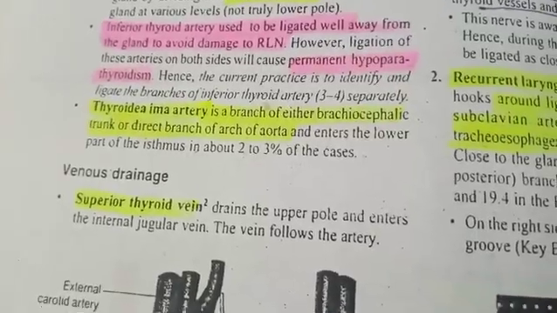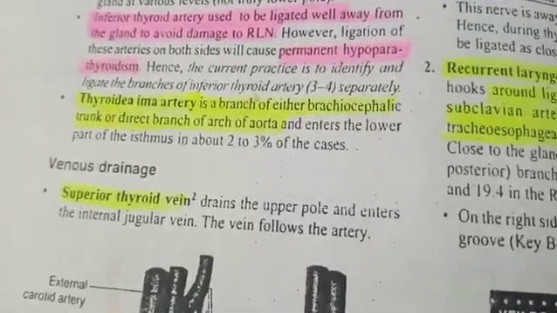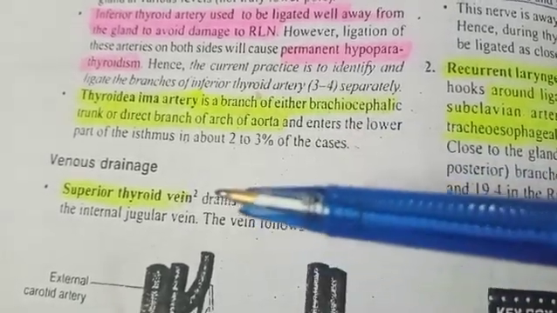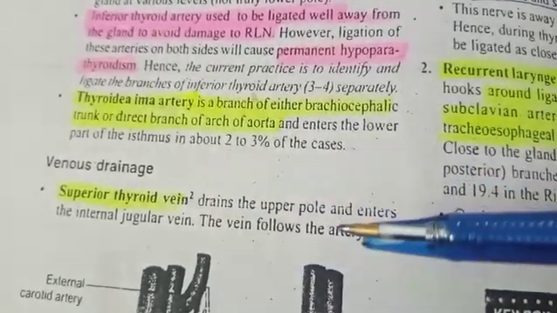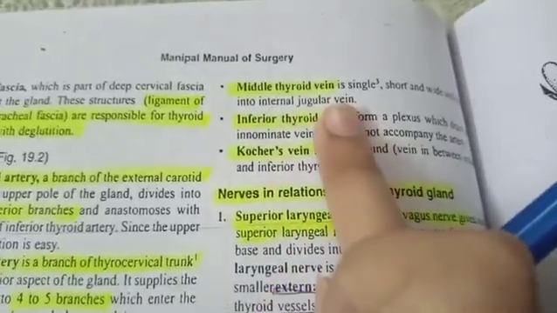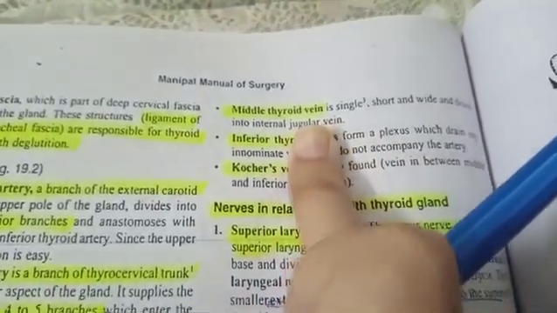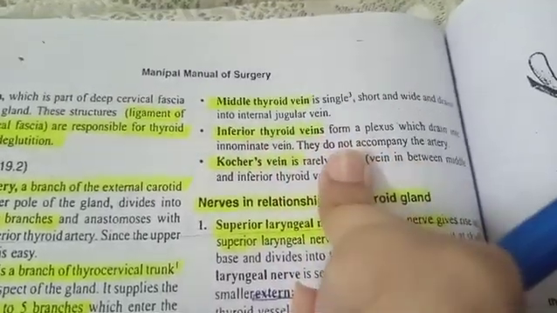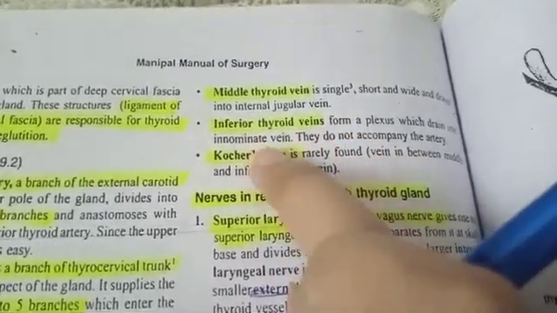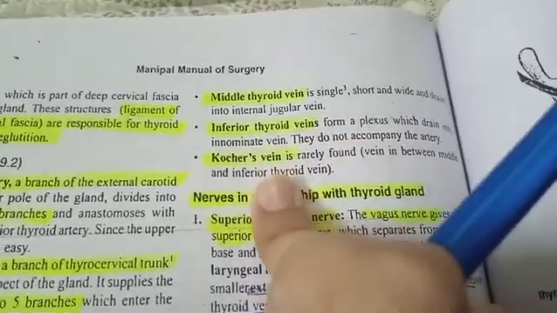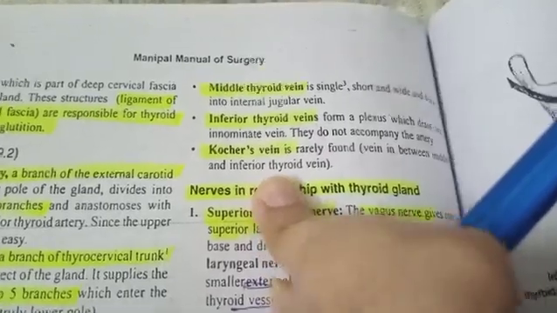Now moving towards the venous drainage. The superior thyroid vein drains the upper pole and enters the internal jugular vein. The vein follows the path of the artery. Then we have the middle thyroid vein, which is single, short and wide, and drains into the internal jugular vein. Then the inferior thyroid vein forms a plexus and drains into the innominate veins, and they do not accompany the artery. Kocher's vein is rarely found between the middle and inferior thyroid veins.